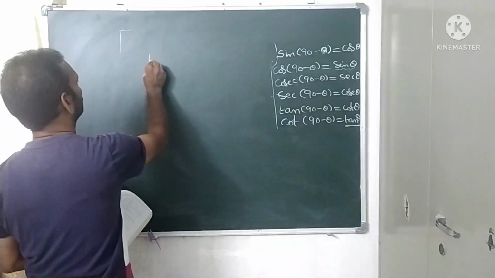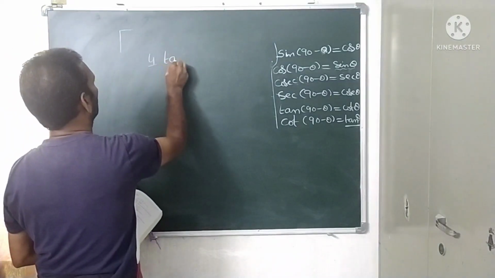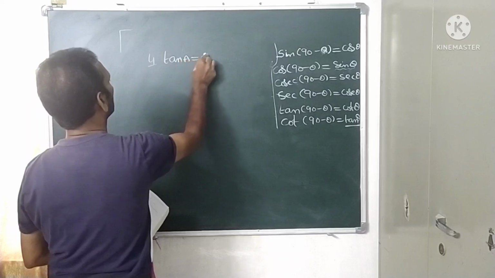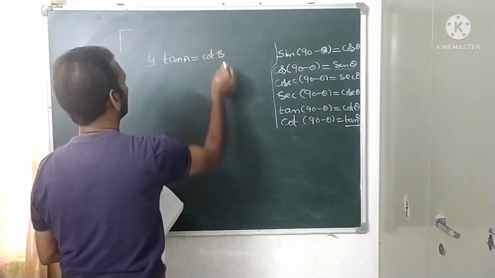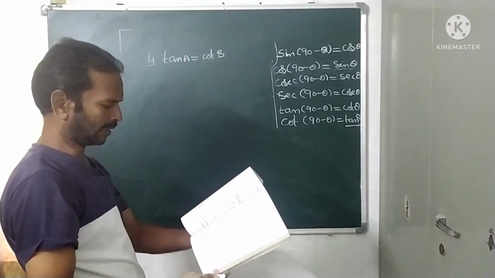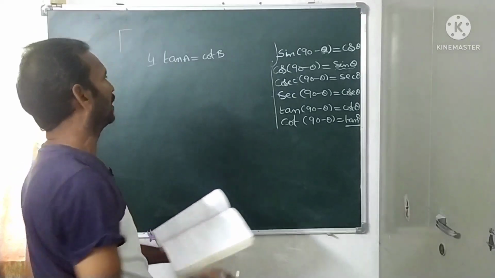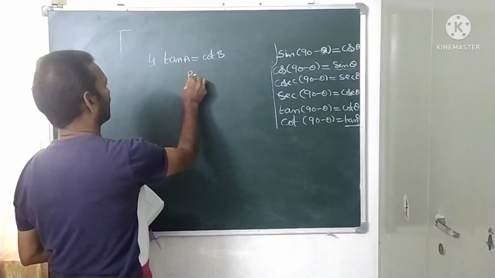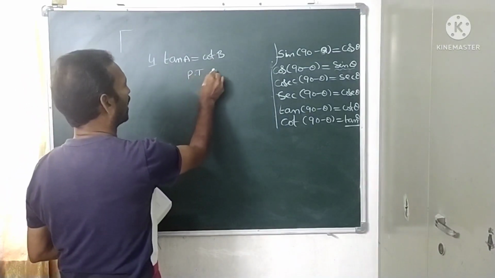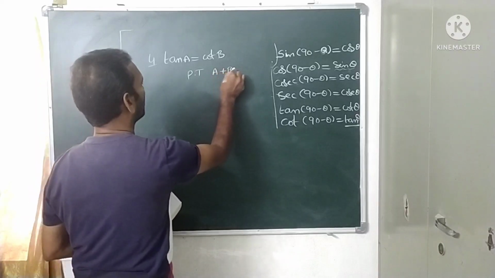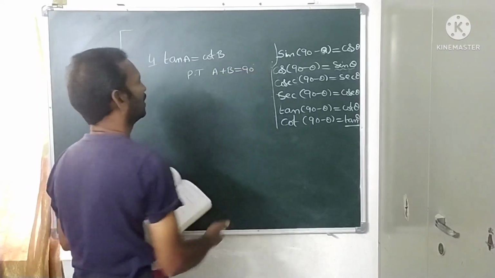Fourth one. Tan A is equal to cot B. What given for us? Tan A is equal to cot B. Prove that A plus B is equal to 90. Prove that A plus B is equal to 90 degrees.